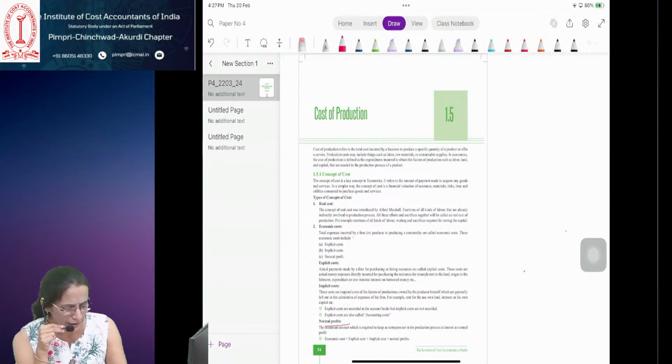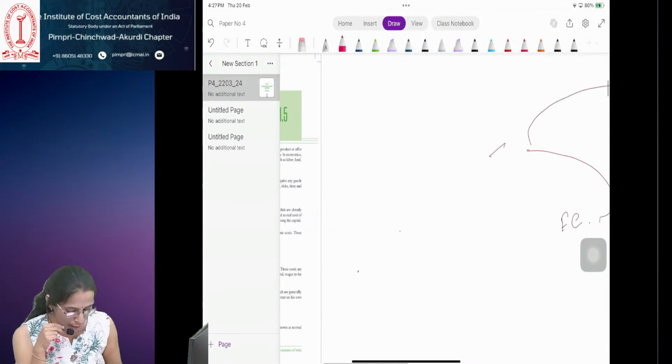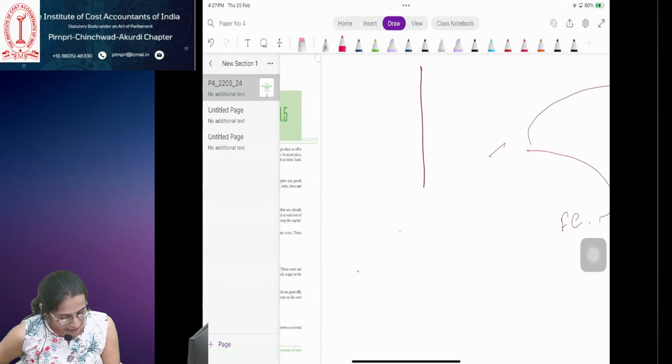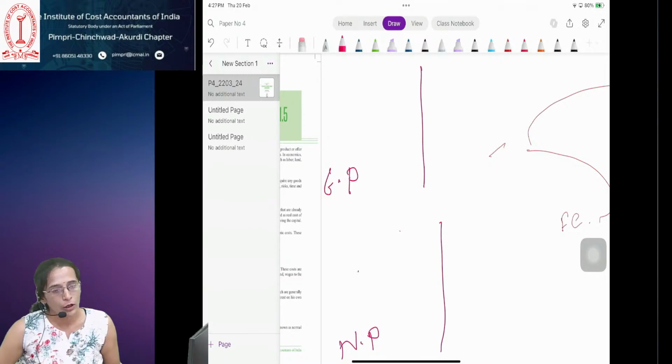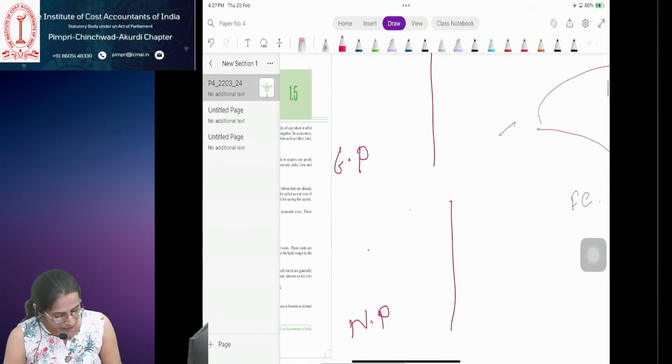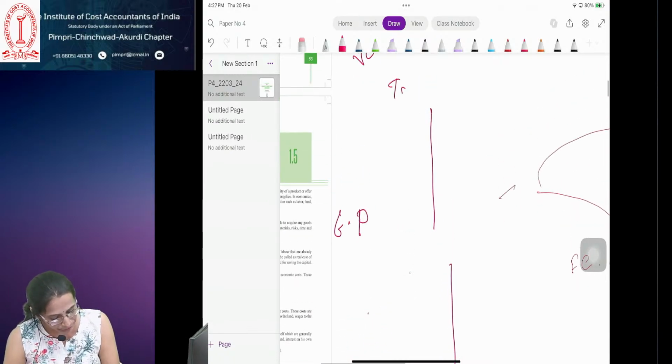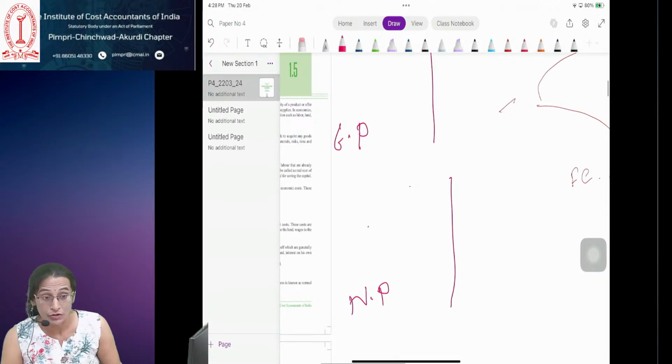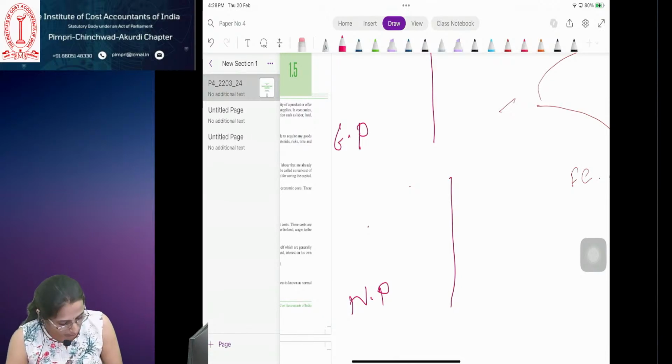You have studied in 12th. There is a gross profit and net profit, right? Recall? So this is the trading account, and this is the profit and loss account, which we prepare in standard 12th, right guys? Everyone has completed 12th. So, the P&L account.